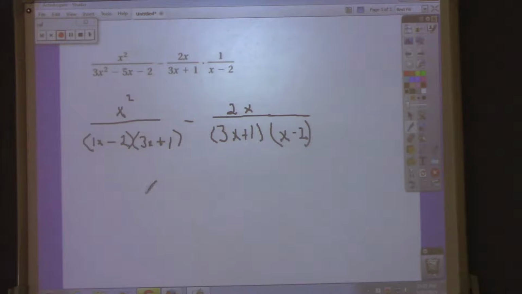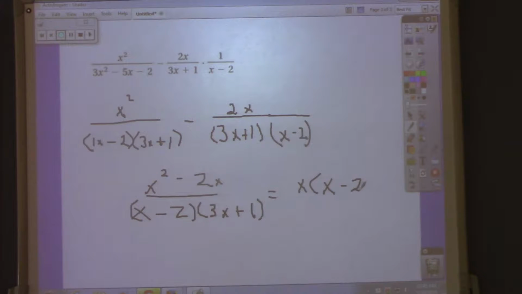So our answer is x squared minus 2x over x minus 2 times 3x plus 1. Is there anything in common here? X minus 2. What happens to the x minus 2's? They cancel out, and you're left with x over 3x plus 1.